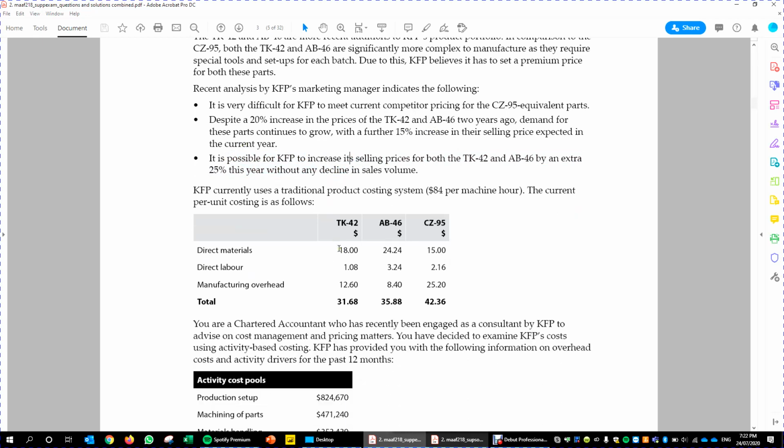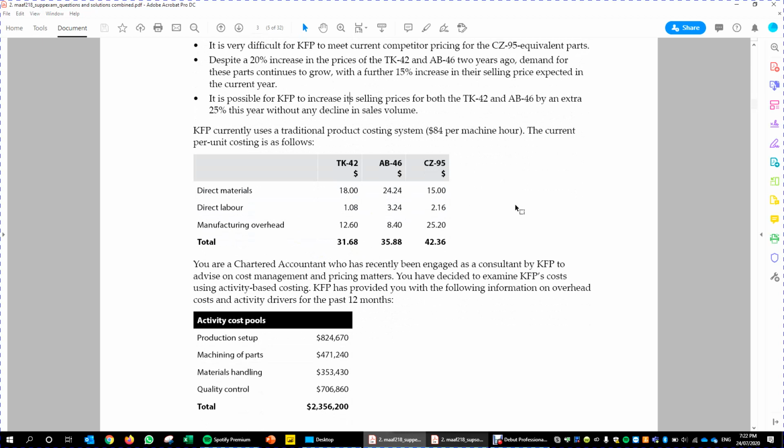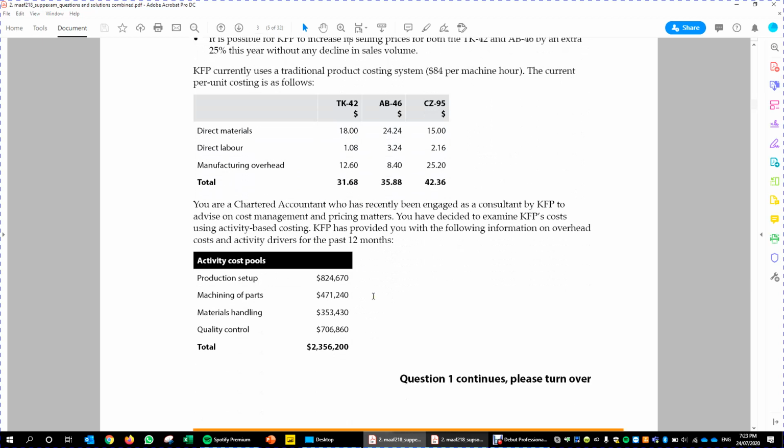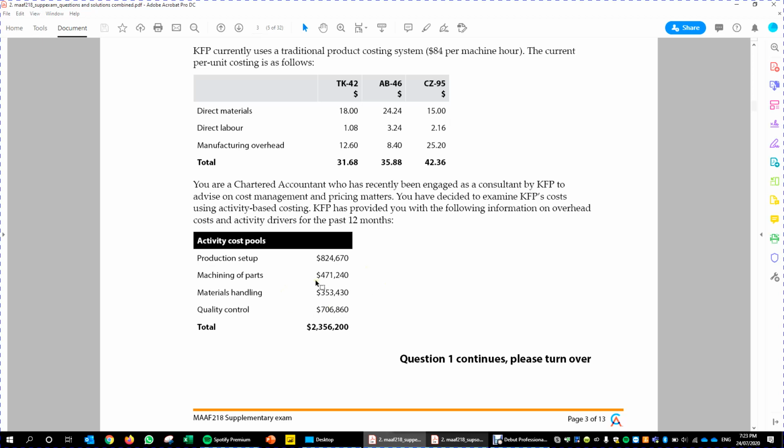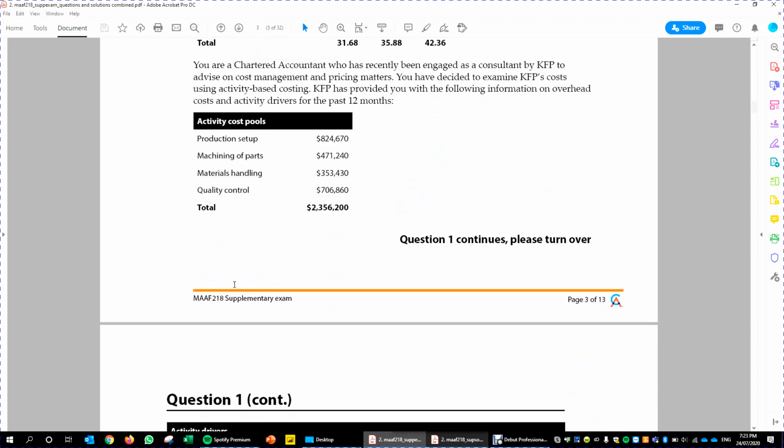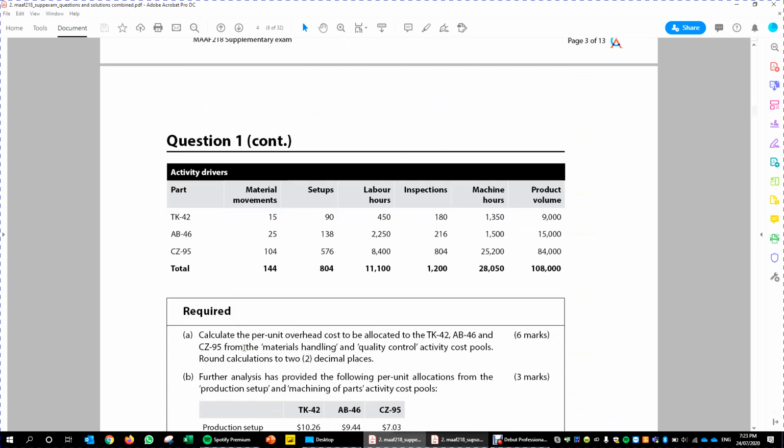So they're currently working with the traditional product costing system, which is $84 per machine hour. And the current unit costing is as follows. So we have a look at this table. This is under the traditional, or the current, per unit costing. Okay, so what we have to do is figure out, using activity-based costing, what the true cost is using these fixed cost pools over here and allocate them to those products. Okay, so let's start off with part A. We've got to figure out materials handling and quality control and allocate them to the three products.